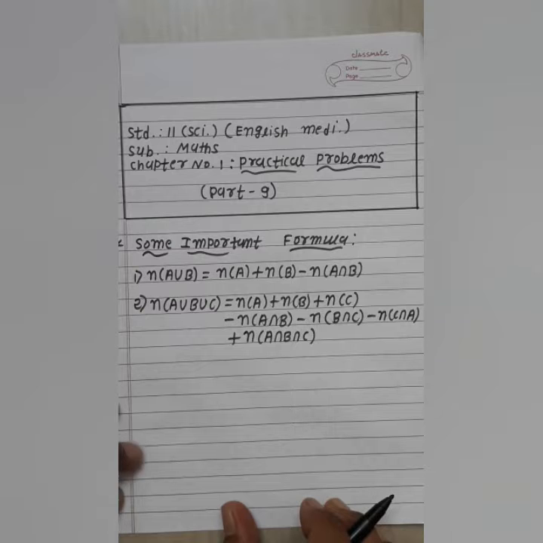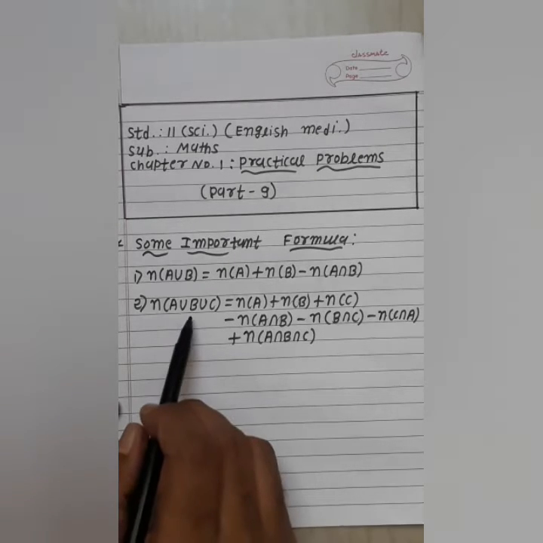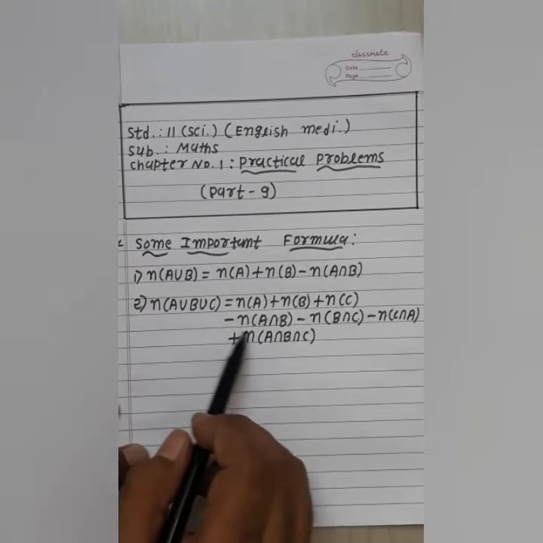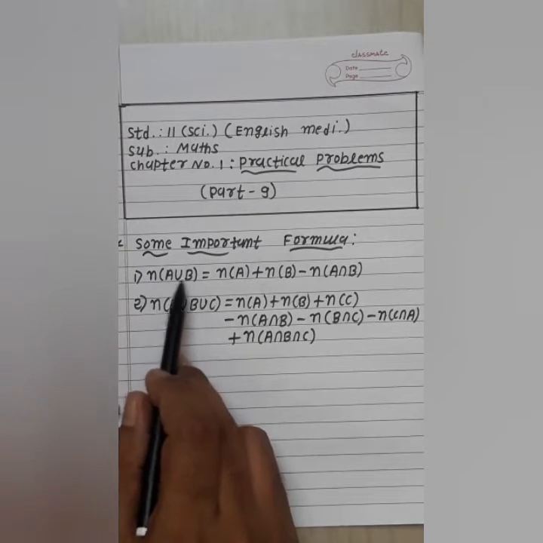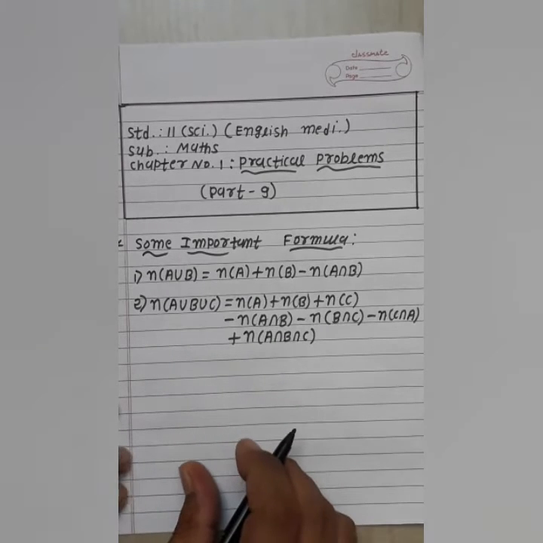So when three sets are present, three terms are present, and we use this formula. And when only two terms are present, we use the first formula.